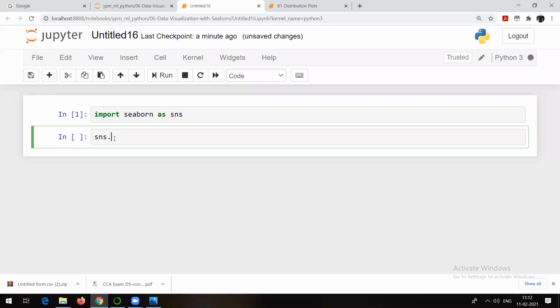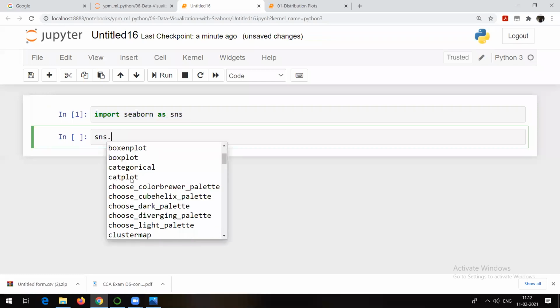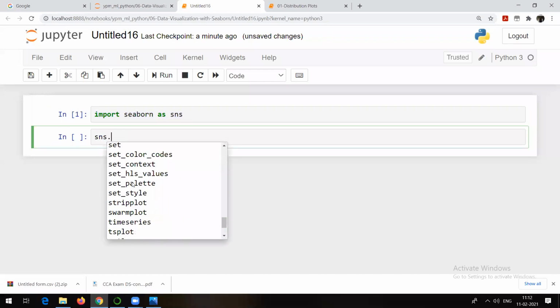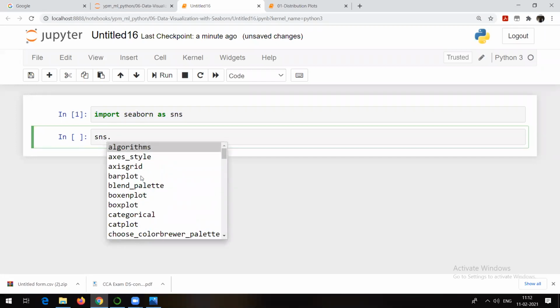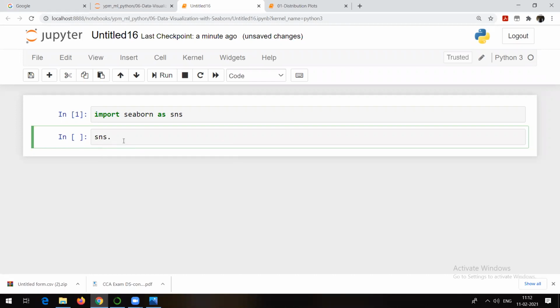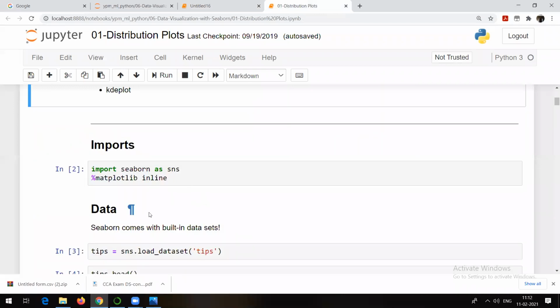So sns dot, you press the tab button, you will be able to see all the methods which are present in the Seaborn package. And again, I will repeat again and again, no need to remember all the methods. You just need to know some of the basic methods, and on the basis of that, you can go and explore the things. This is how one should actually do it, because as a human being, you cannot remember all the things, and it's not expected actually. Right, so distribution plots, import we have done.